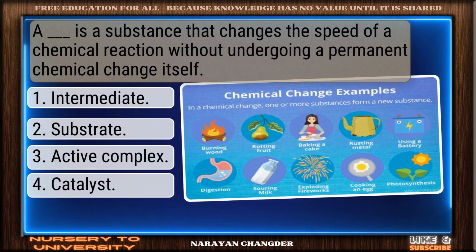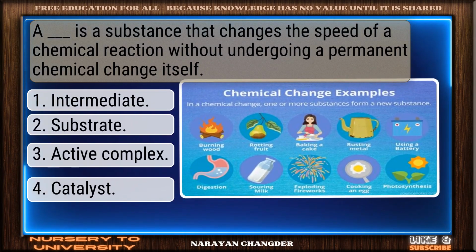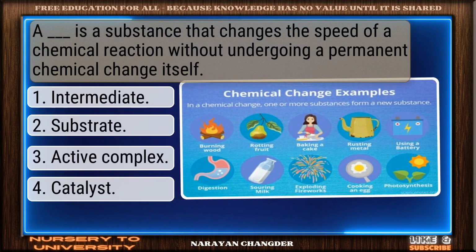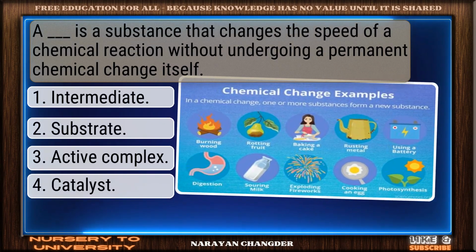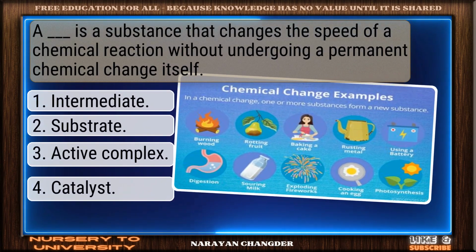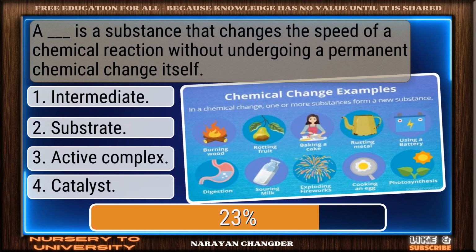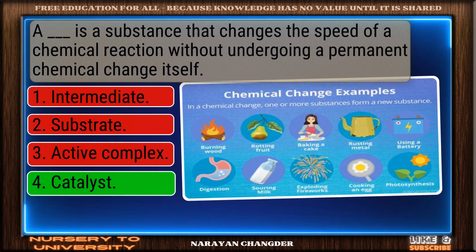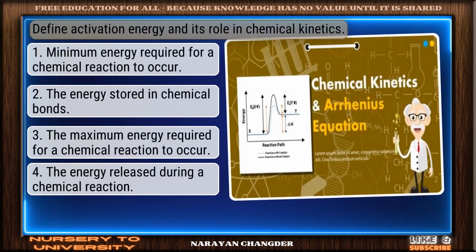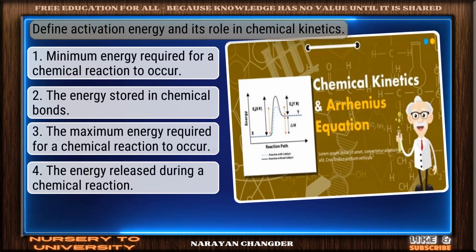A dash is a substance that changes the speed of a chemical reaction without undergoing a permanent chemical change itself. Option 1, intermediate. Option 2, substrate. Option 3, active complex. Option 4, catalyst. Great job, catalyst. Define activation energy and its role in chemical kinetics.